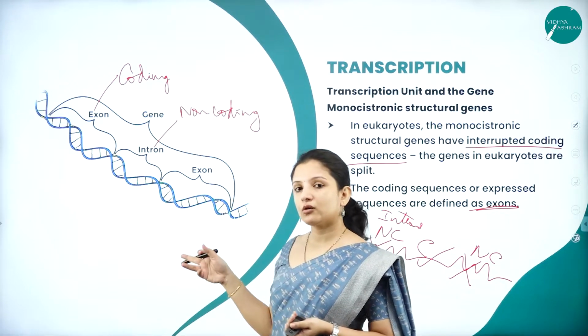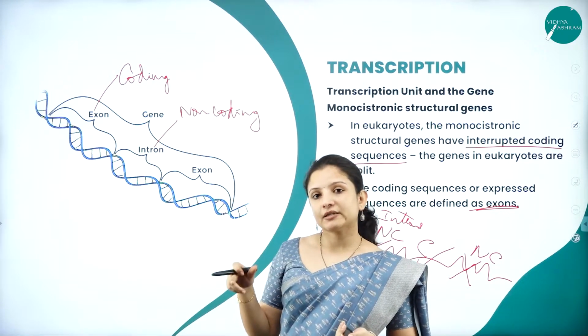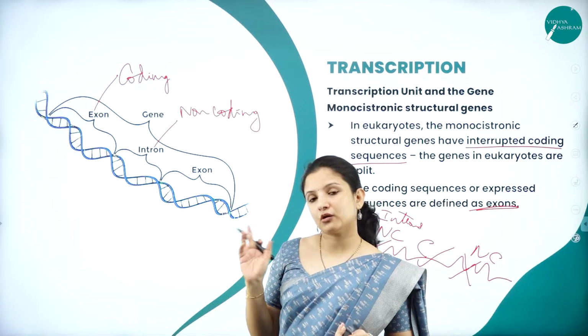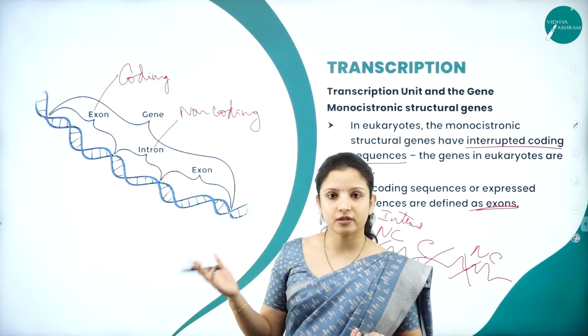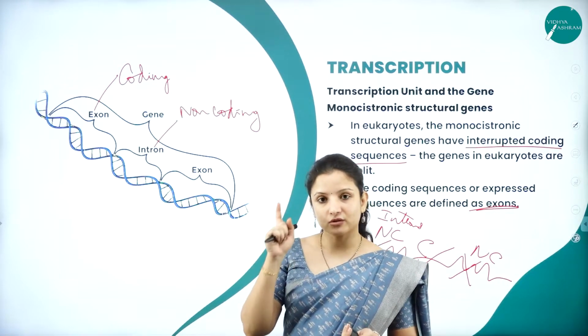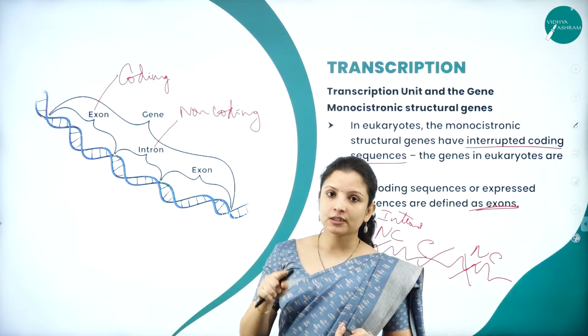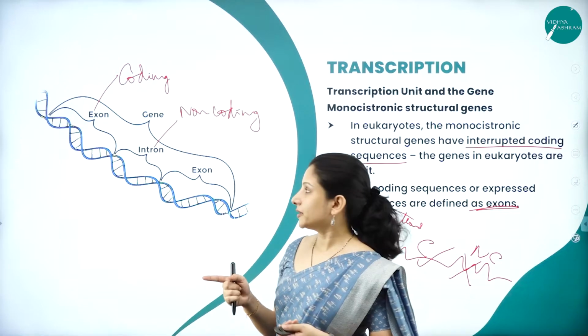Because they have coding and non-coding sequences, even the mRNA strand that is formed complementary to it will also have a coding and a non-coding sequence. That is, they'll have an exon and an intron. Remember, exon is the coding sequence, intron is the non-coding sequence.